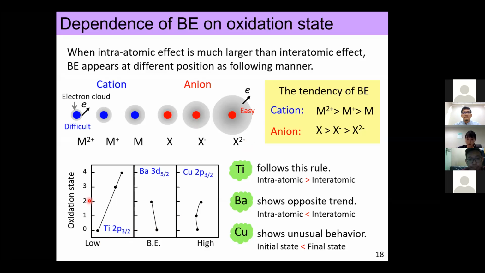The titanium follows this rule, while barium shows the opposite trend. So when it is oxidized, the binding energy decreased. Interestingly, however, the copper shows unusual behavior like this. This is because final state effect becomes dominant and cannot be ignored.